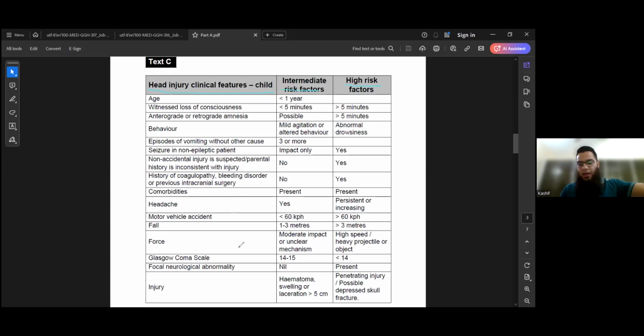Again, as I mentioned, you should absolutely not memorize it all. But let's see some clinical features and some intermediate risk factors and high risk factors. Age less than 1 year is an intermediate risk factor. Loss of consciousness, if it is less than 5 minutes, is an intermediate risk factor. Similarly, if it is more than 5 minutes, then it is a high risk factor. Again, an episode of vomiting 3 or more times is an intermediate risk factor. Seizure, impact only, yes. Okay, I'm sure you guys have an idea.